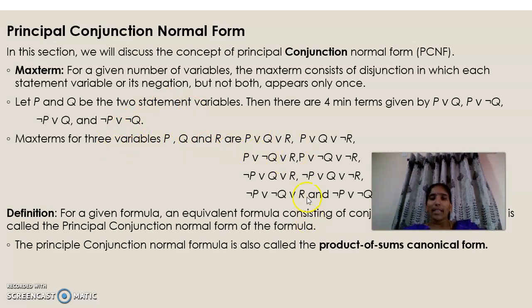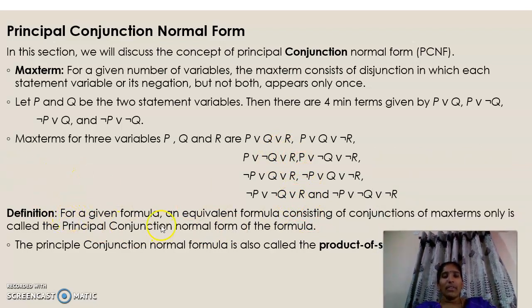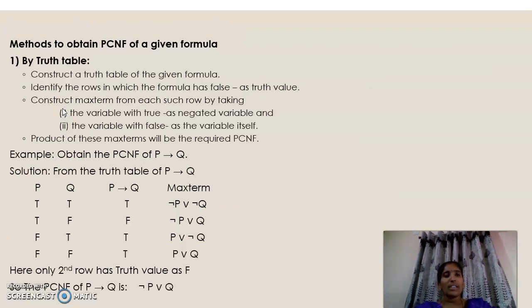There are eight max terms. The definition of PCNF: for a given formula, an equivalent formula consisting of a conjunction of max terms only is called the principal conjunctive normal form, PCNF, and it is also called the product of sums canonical form. So we will see the next examples of PCNF.